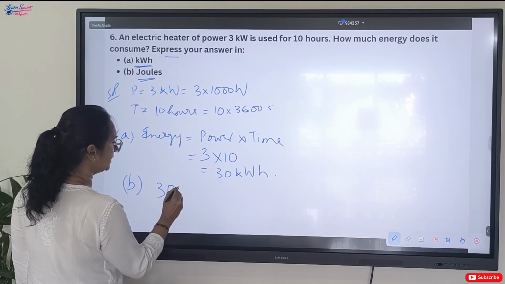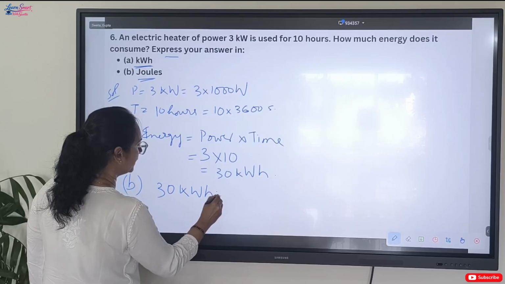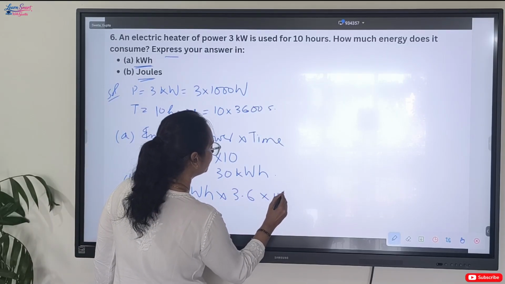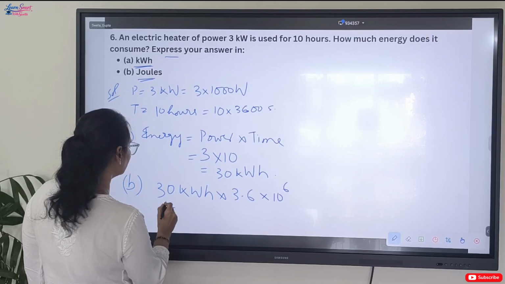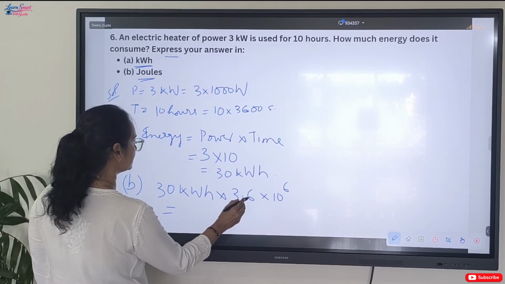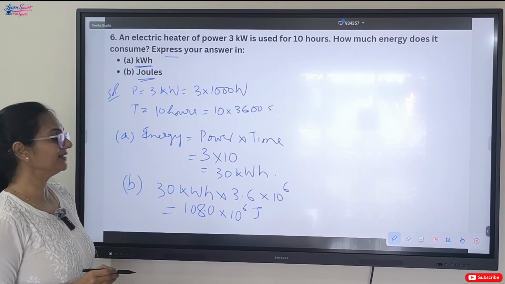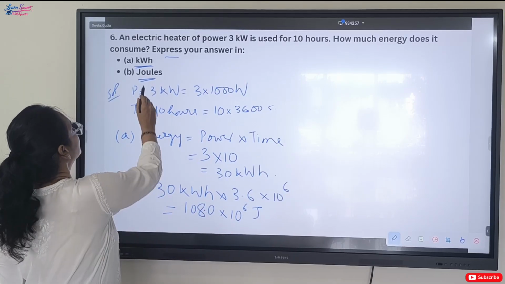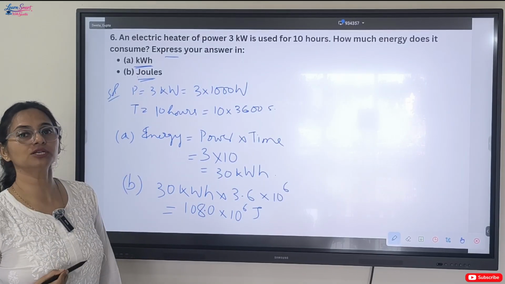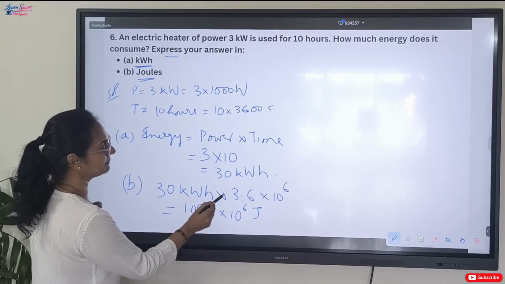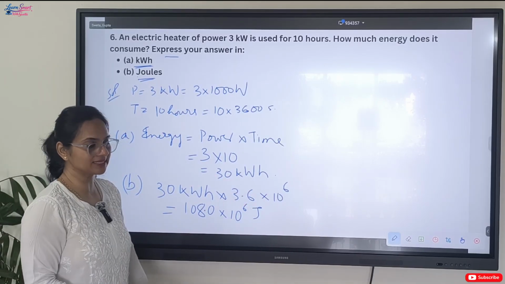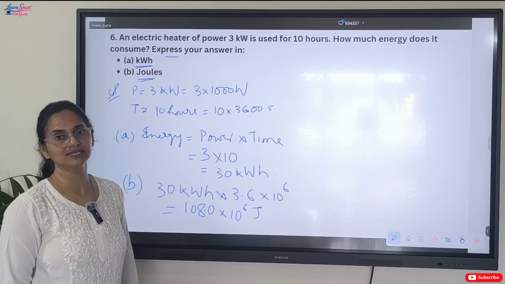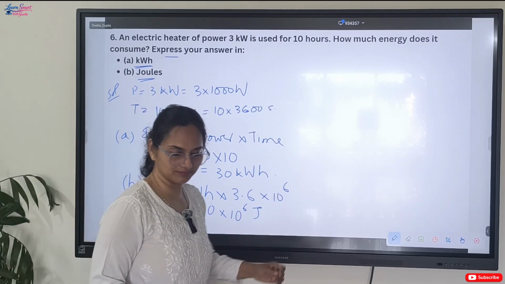So 30 kilowatt hour into 3.6 into 10 to the power 6. And we will simply multiply and we will get the answer. So we will get 108 into 10 to the power 6 joules as the answer, the energy consumed in joules. Simply we multiply by 3.6 into 10 to the power 6 and we get 108 into 10 to the power 6 joules, right? Let's see the next question.